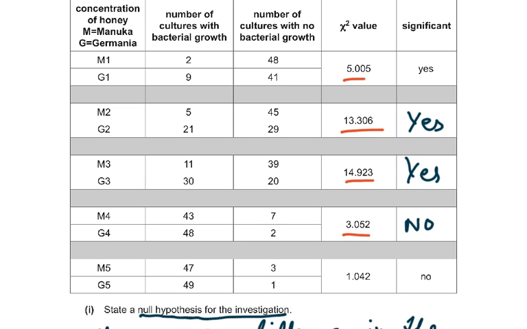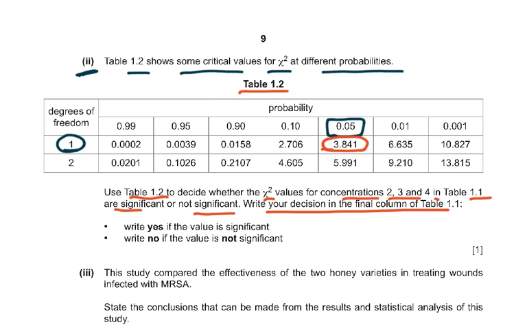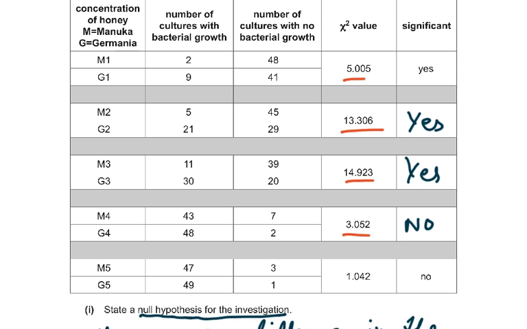So when the value is more than the critical value, and how do you calculate the critical value? N minus 1. And you look at the probability of 0.05. So 0.05, degree of freedom, you have to decide it is N minus 1. So there were two sets of figures, and so 2 minus 1 is 1, and you look at 0.05, 3.841. So you look at it, if it is more than 3.8, then it is significant. If it is less than 3.8, it is not significant. So that is why we wrote yes, yes, yes, and no, and no.